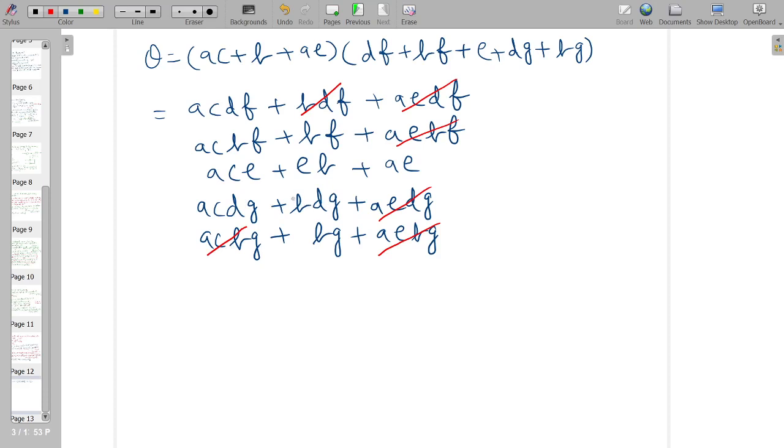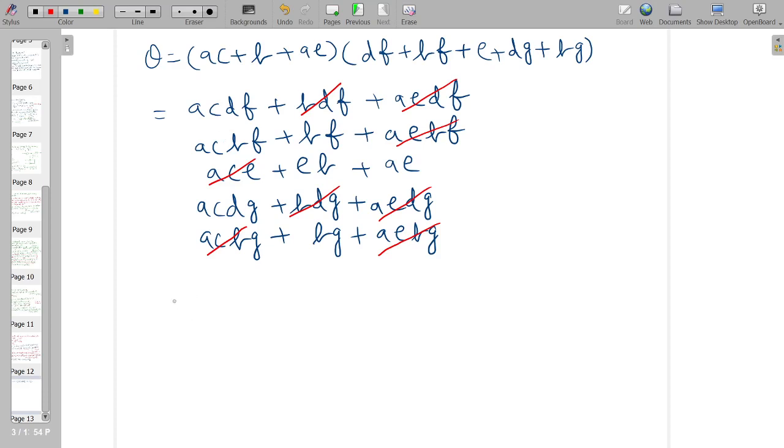Okay, and here can I reduce any of the terms here? Yeah, BG plus BDG is BG. So that gets reduced to 8 terms. Can I still reduce it further? Yeah, AE plus ACE is AE, and I have BG here, ACDF, AE.